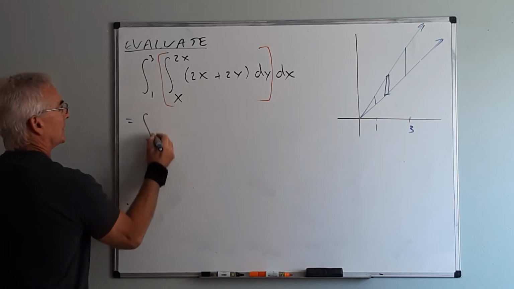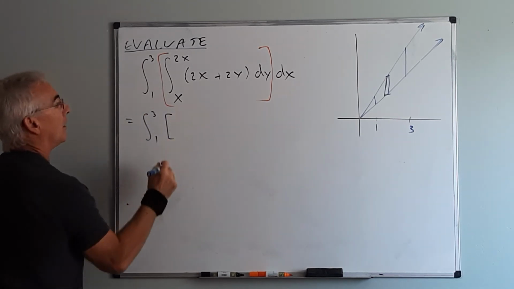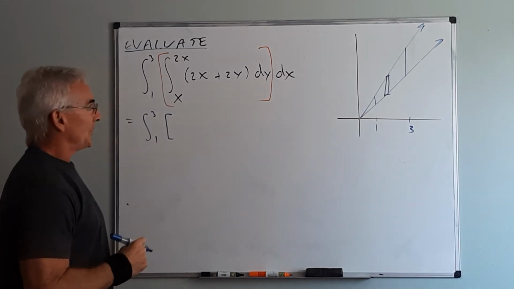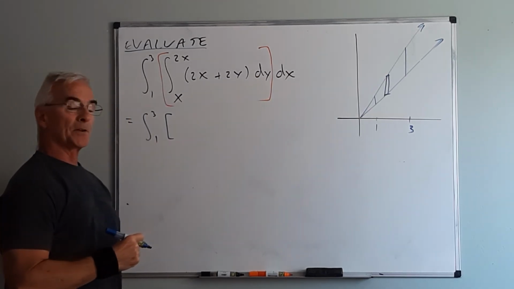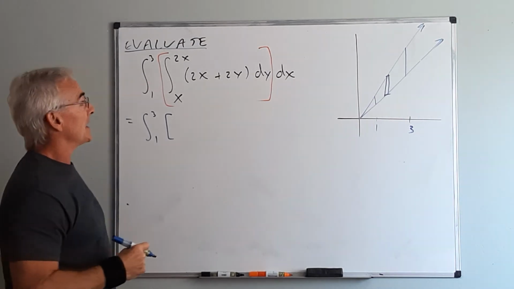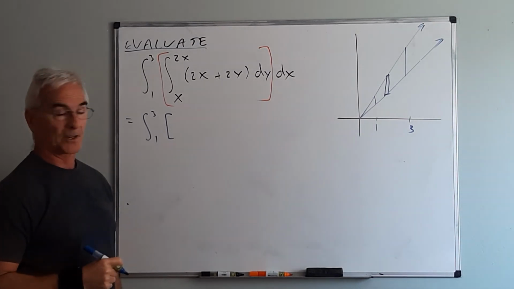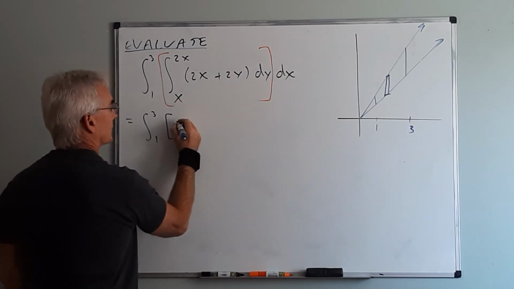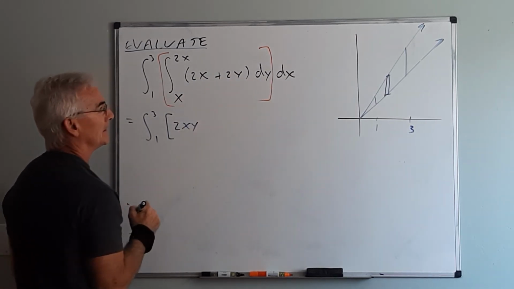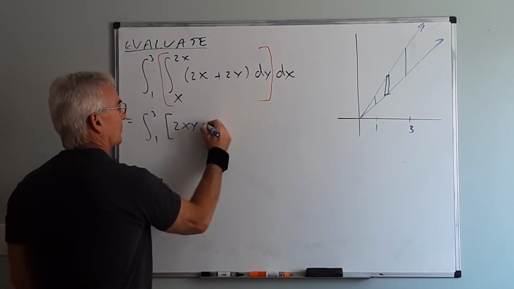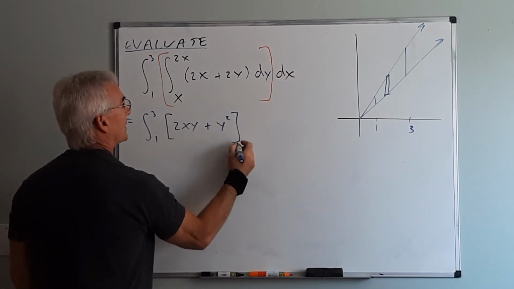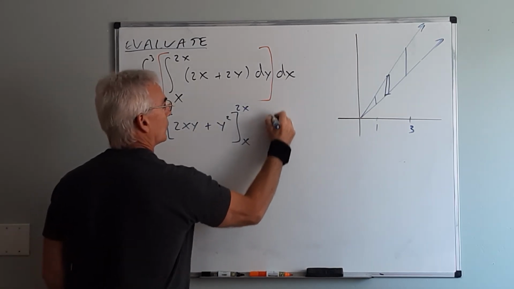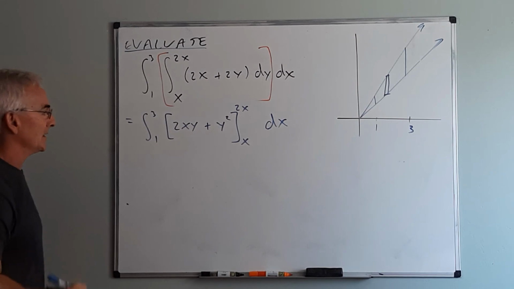This will equal the integral from 1 to 3 of. Now I need to integrate this with respect to y. So just like a partial derivative, if I integrate a function with respect to y, then I treat everything that's not y as a constant. So this would be like saying integrate the constant with respect to y, so that would be 2xy. Integrating 2y with respect to y would be y squared, and then I would evaluate this from x to 2x, and then overall I have my dx on the outside.